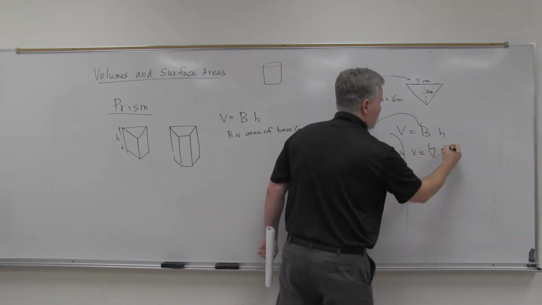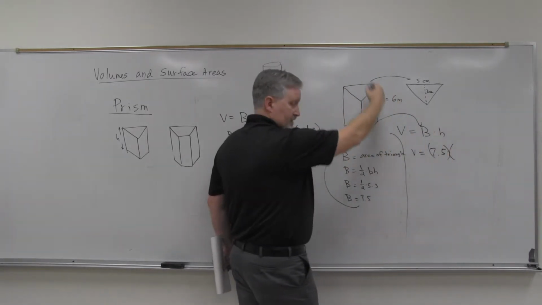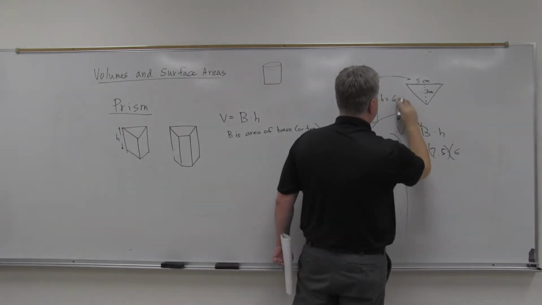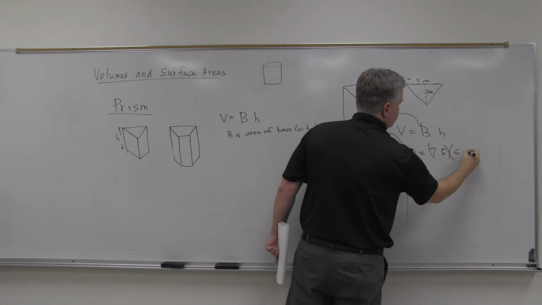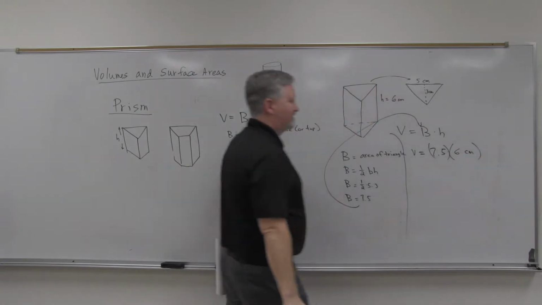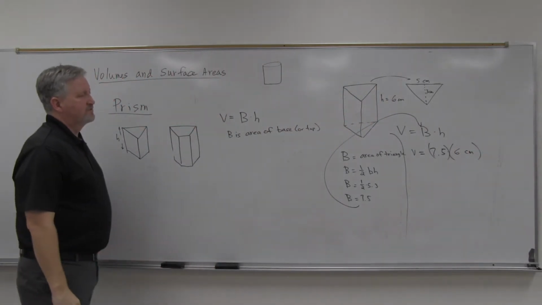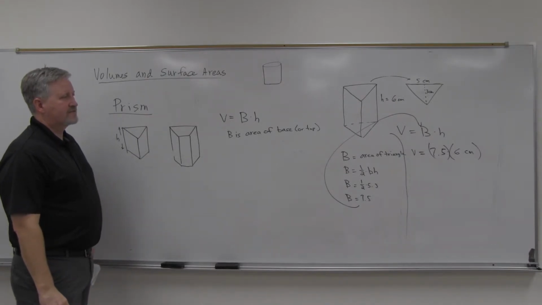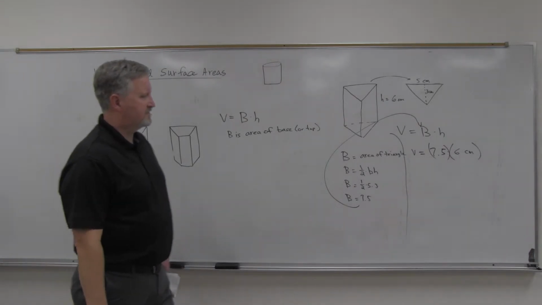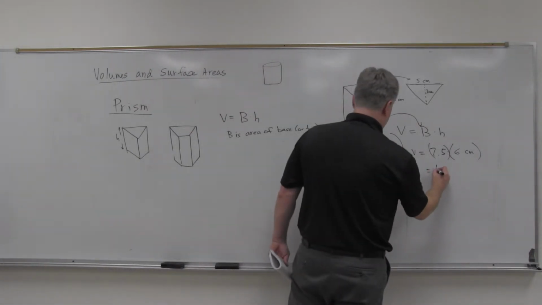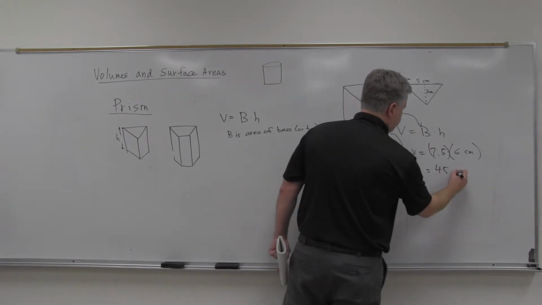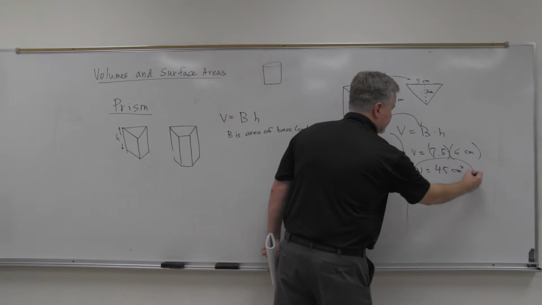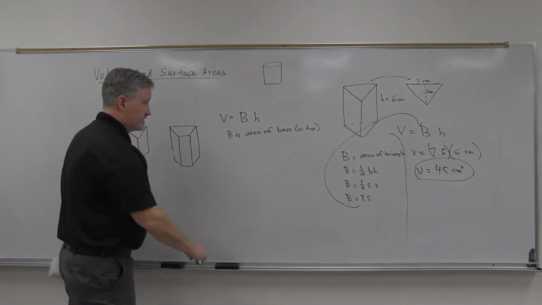Now then I would take that times the height of the prism, which is 6 centimeters. I meant centimeters. If it was 6 meters, that would be pretty tall. Prism. So is that all right? 7.5 times your 6, was that 45? Is that right? Yeah. And again, we're talking volume, so that's cubic centimeters. Now, is that all right?